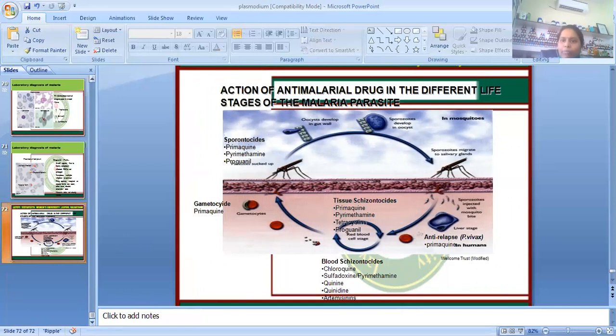So this is all about the plasmodium. I hope you understand the lecture. If you have any query, please mention it in the comment box. I will try to resolve it. It is a hard topic.